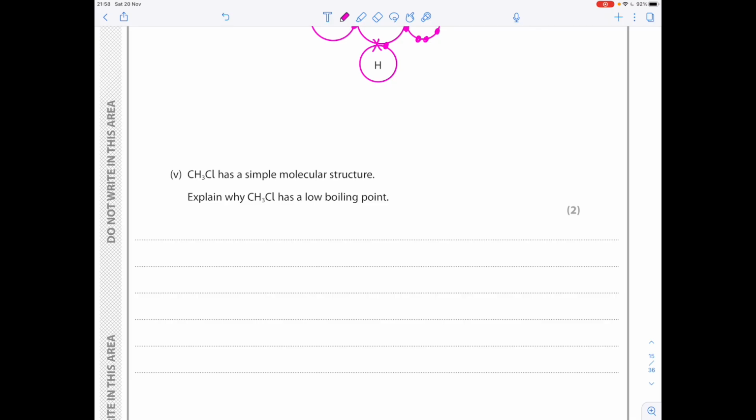Explain why CH3Cl has a low boiling point. So they've told us it's a simple molecular structure, which means by definition it has weak intermolecular forces, which remember require little energy to break.